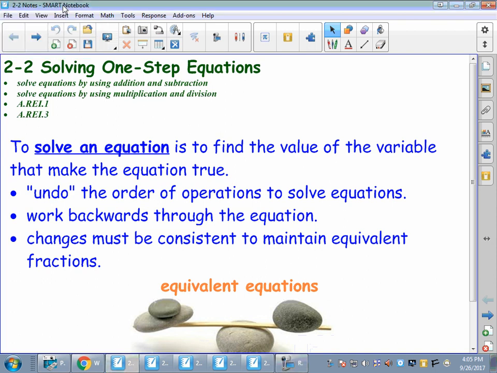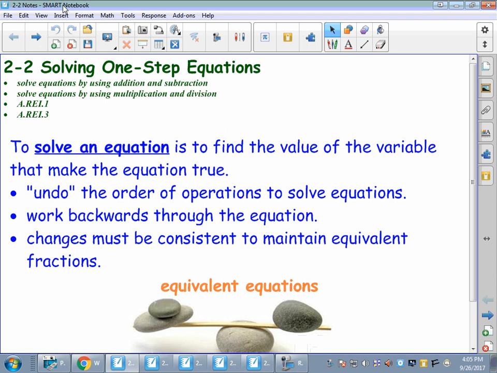These are your 2-2 solving one-step equation notes. So in this section, probably a lot of review, just like the last one, but bringing us all up to speed. We are going to solve equations by using inverse operations. So we're either going to add or subtract or multiply or divide, only one step.